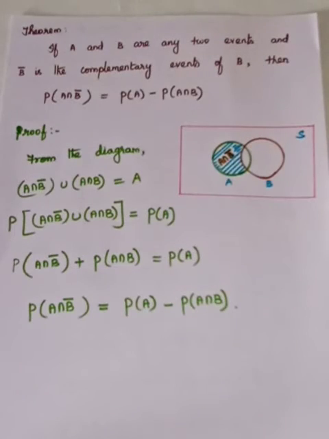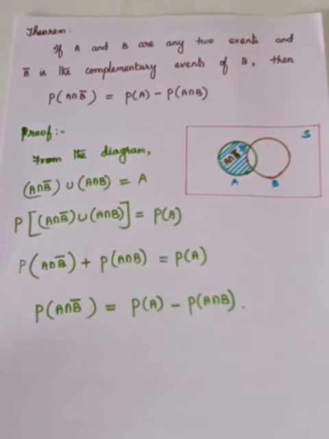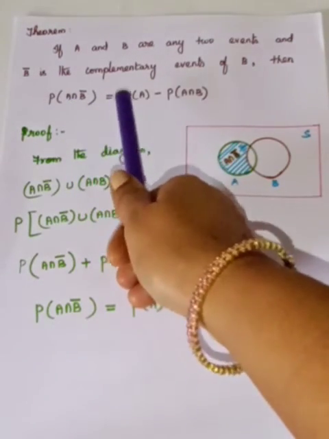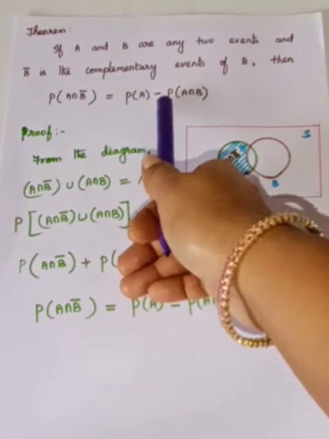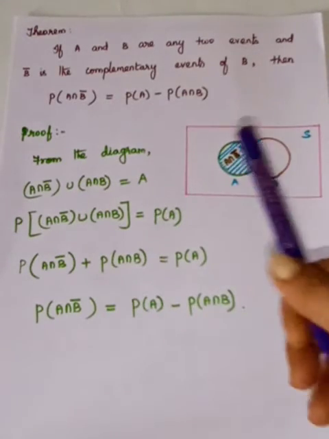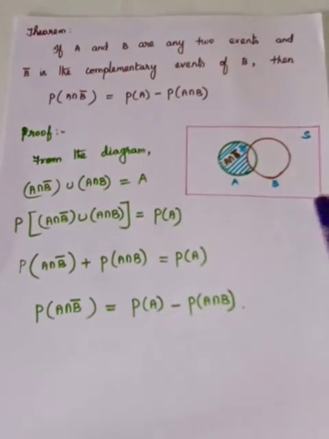So we'll come to the next theorem. If A and B are any two events and B bar is the complementary event of B, then P of A intersection B bar is equal to P of A minus P of A intersection B. To prove this theorem, I'll use the diagram.